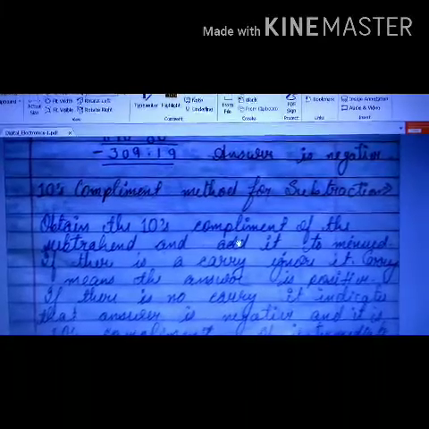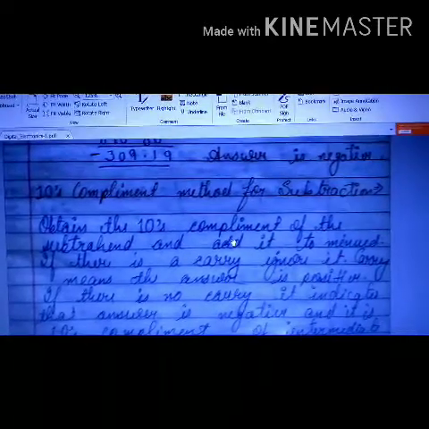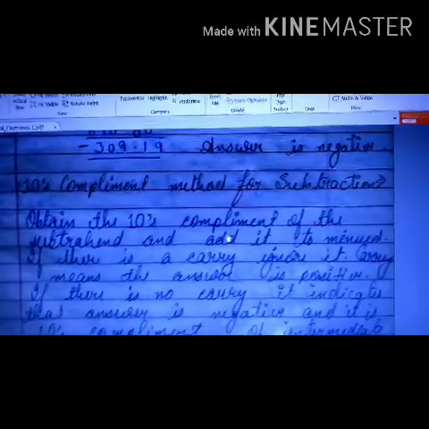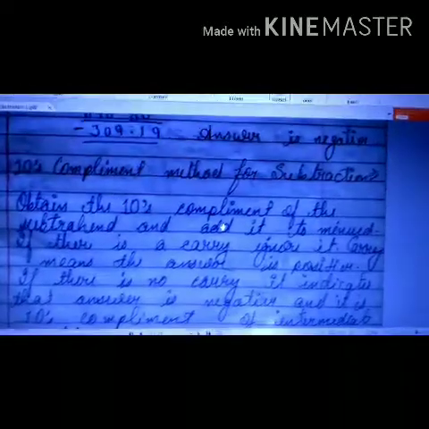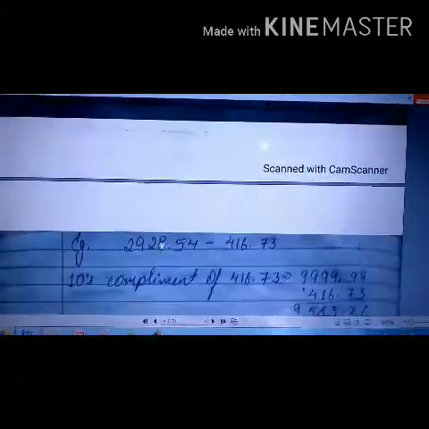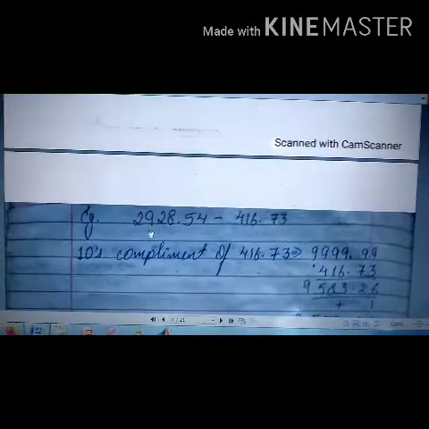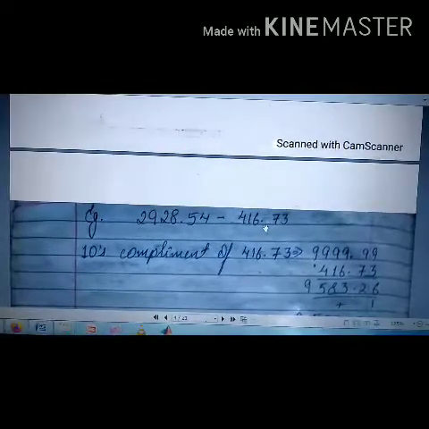Again, we will obtain the tens complement of the subtrahend and add it to the minuend. If there is a carry, we will ignore the carry, and generation of a carry means that the answer is positive. However, if there is no carry, it indicates that the answer is negative and it is the tens complement of the intermediate result. Okay, it will be very clear if we look at the example as follows. This is my minuend 2928.54 and this is my subtrahend 416.73.